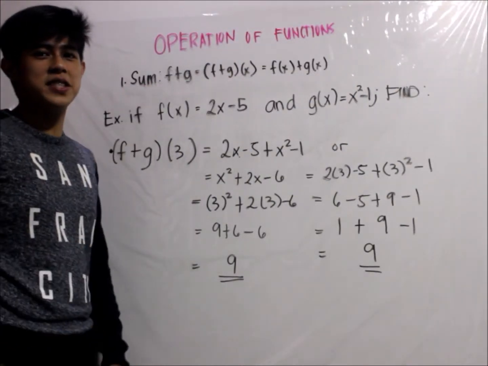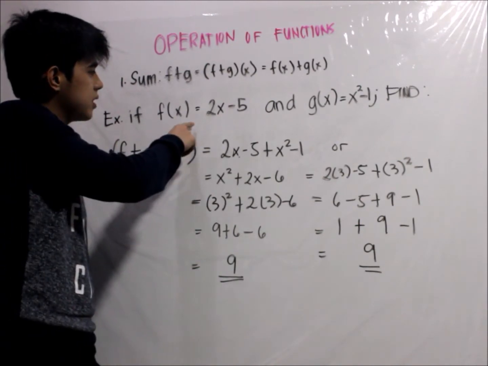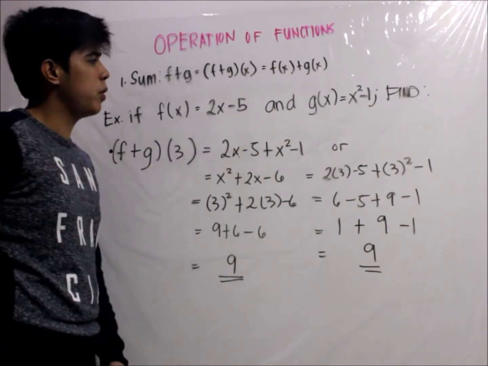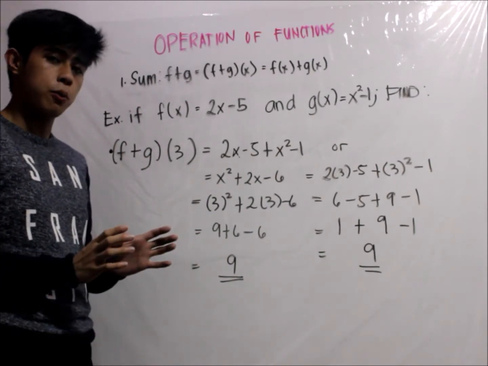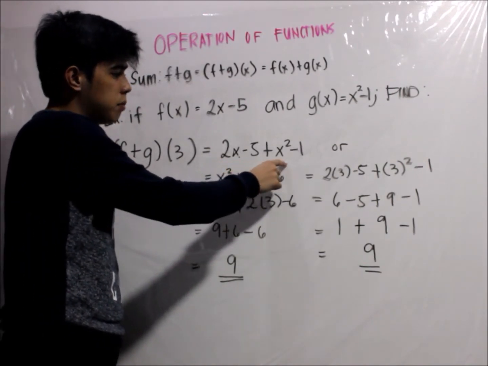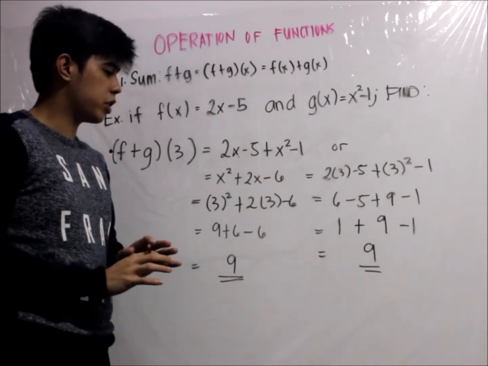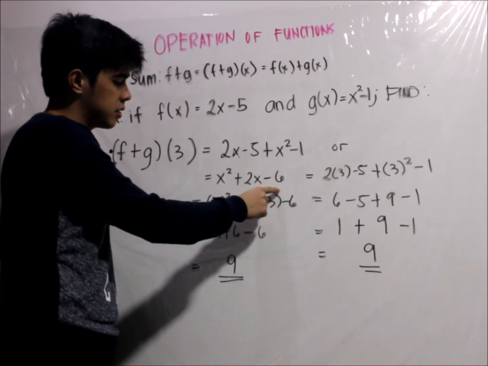First, we're going to start off with sum, which is f plus g. So if we have f(x) equals 2x minus 5, and we have g(x) as x squared minus 1, we are going to add the two. So we now have 2x minus 5 plus x squared minus 1. We will now combine like terms. So it will become x squared plus 2x minus 6.